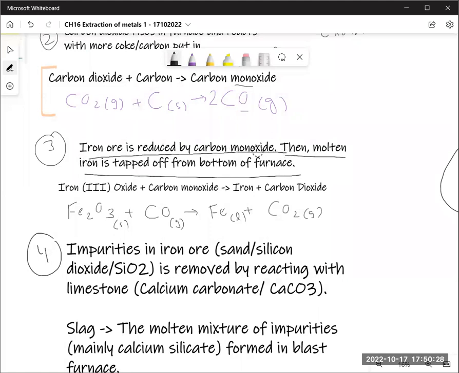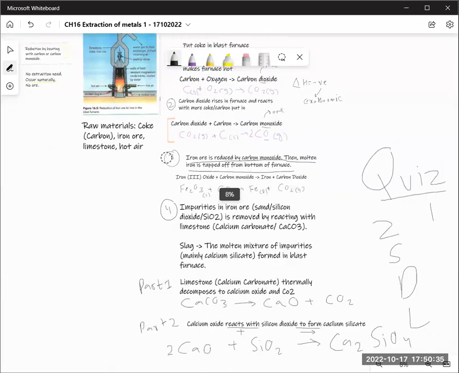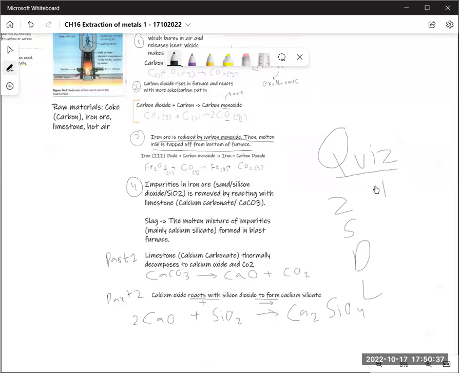So the third step: iron ore is reduced by carbon monoxide, then molten iron is tapped off from the bottom of the furnace. So you gave the third step, that's correct. I want the rest of you to answer as well. Now tell me, what is the impurity in iron ore? Sand, silicon dioxide. Okay, so Safa and everyone answer this one, except Zahra, I think.